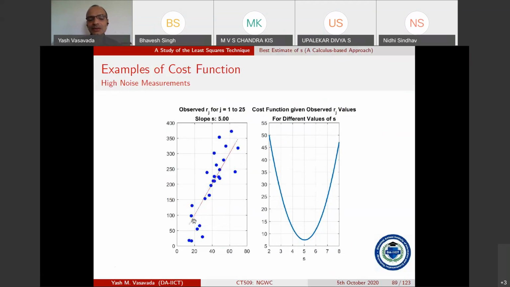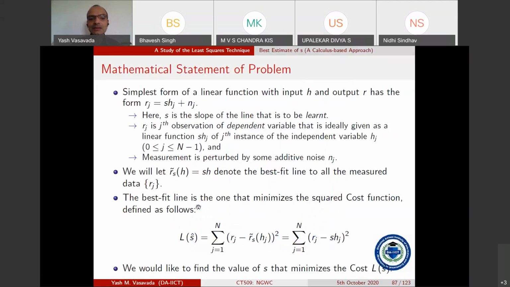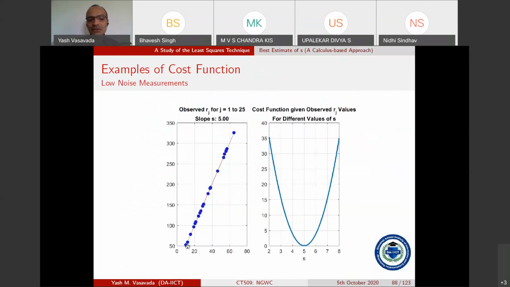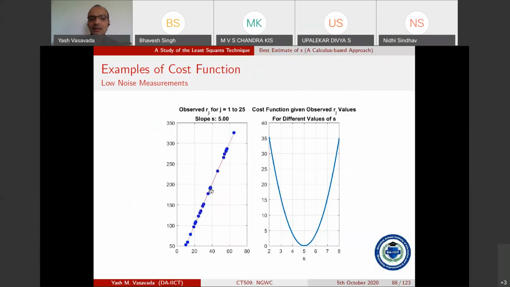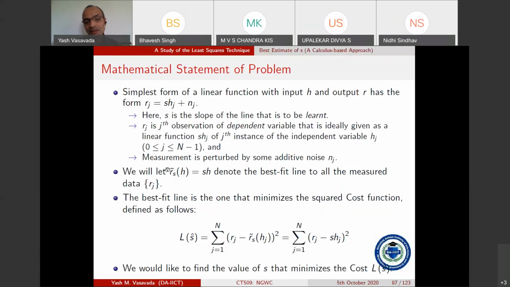If I increase the noise, then they are not always on the straight line, but I can still pass a straight line through these data points. And now my goal is to come up with this straight line, which is given as S times H, where H is, remember, the X coordinate, R is the Y coordinate. So I am given all of these X coordinates corresponding to all the blue points. I know the X coordinate. My goal is to come up with the slope parameter S, so that S times that X coordinate, which is H, gives me the modeled versions of the measurement, such that the line that is formed is the best fit line.